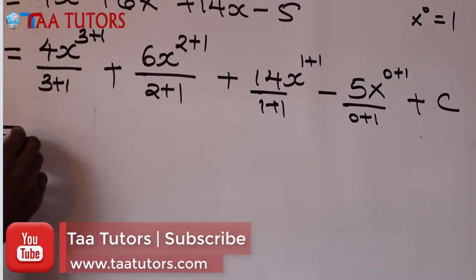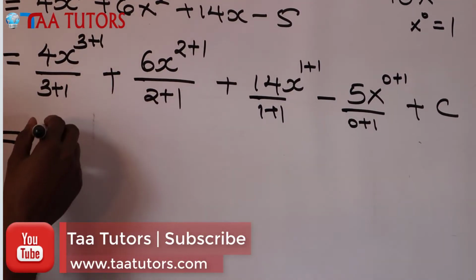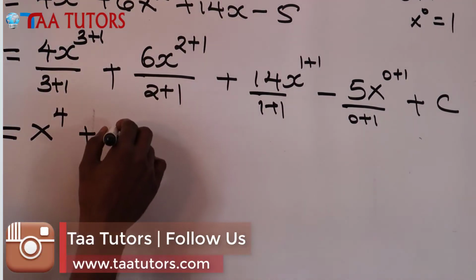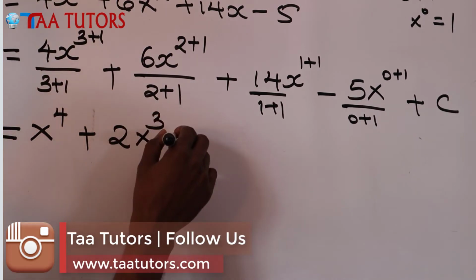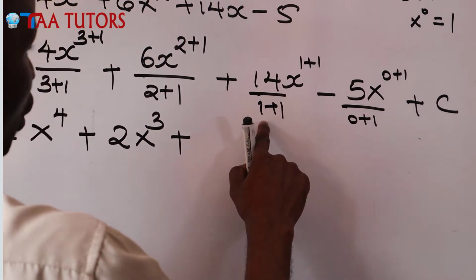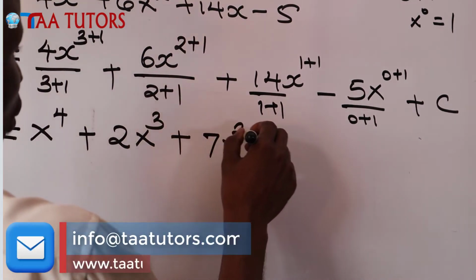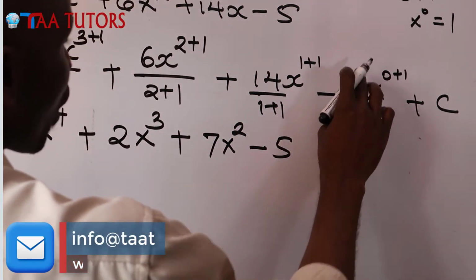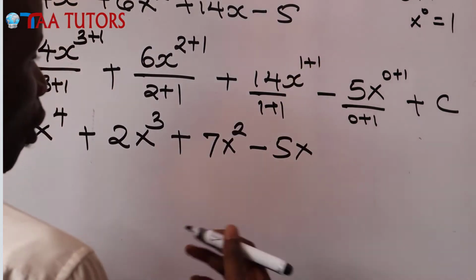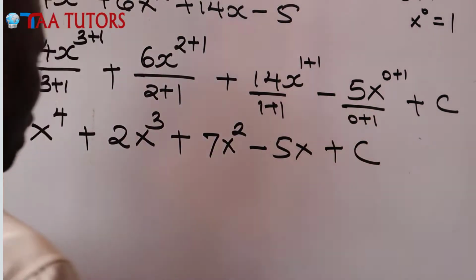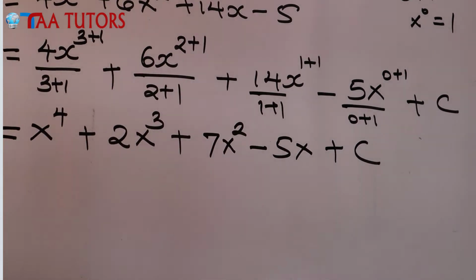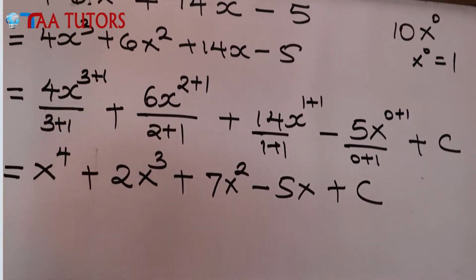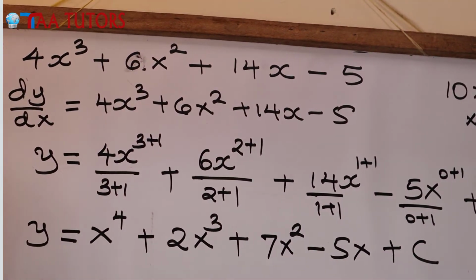So y in this case will be 4 divided by 4 is 1, so that is x to the power 4, plus 6 divided by 3 is 2, 2x to the power 3, plus 14 divided by 2 is 7, 7x squared, minus 5, where 0 plus 1 is 1, so that is just 5x to the power 1. x to the power 1 is just x, then plus c. This is the integral of this particular function. What about d?